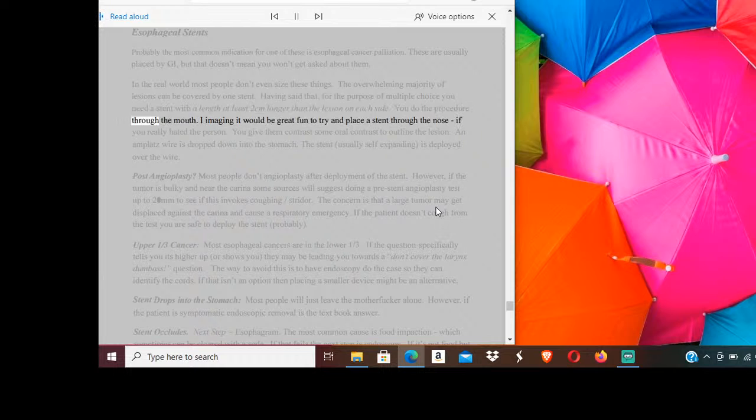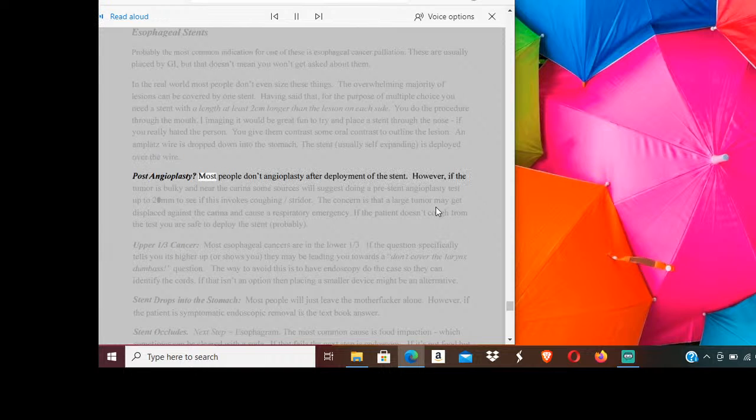You do the procedure through the mouth. Imagine it would be great fun to try and place a stent through the nose, if you really hated the person. You give them some oral contrast to outline the lesion. An Amplatz wire is dropped down into the stomach. The stent, usually self-expanding, is deployed over the wire.